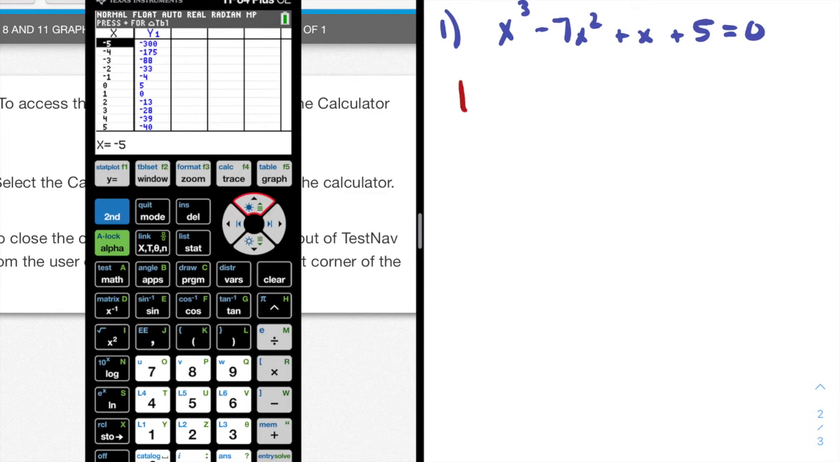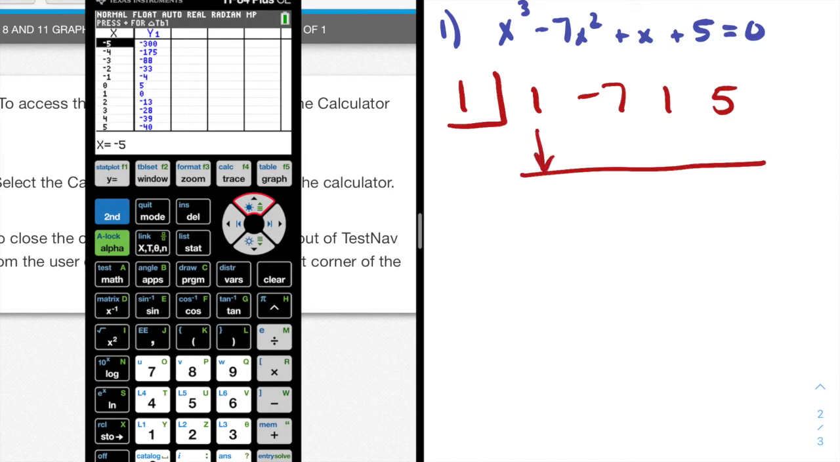Well, from here, you have to run it through synthetic division. And you'll see why we do this in a minute, but right now we're going to use our solution and go through synthetic division. So we have a 1 for the x to the third, a negative 7 for the x squared, a 1 for the x, and a 5 for my constant. Now once we go through synthetic division, 1 times 1 is 1, negative 7 and 1 is negative 6, negative 6 times 1 is negative 6, 1 and negative 6 is negative 5, negative 5 times 1 is negative 5, and I get a remainder of 0.